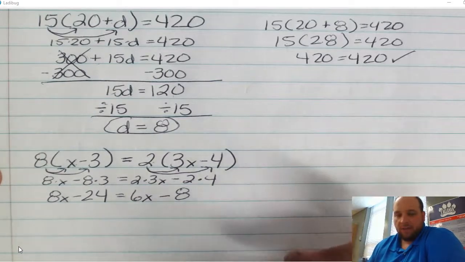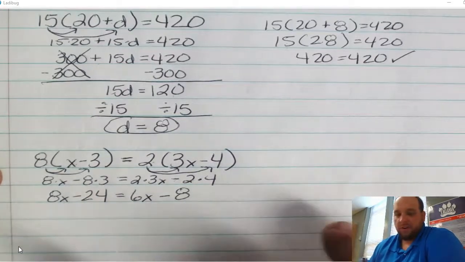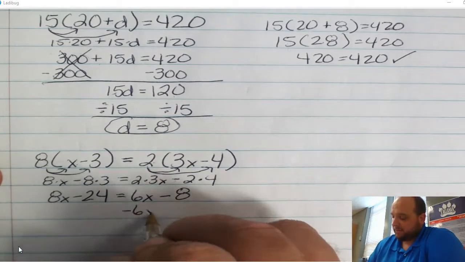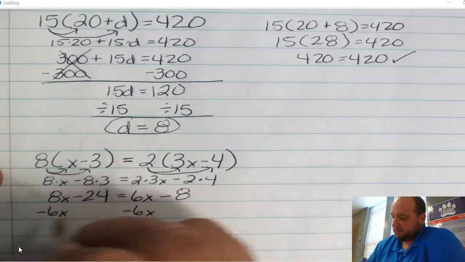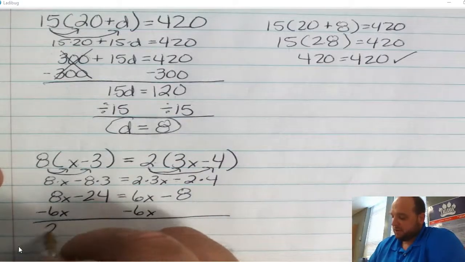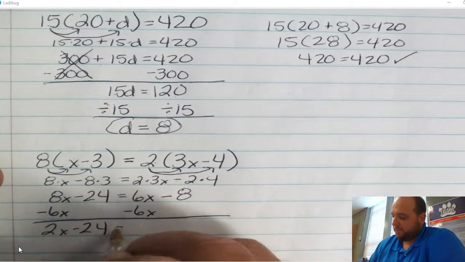I'm going to go ahead now and combine like terms since I'm done with the distributive property. So I'm going to subtract 6x. I'm going to subtract 6x because I'm trying to move all the x's to the left in this problem. This will give me 2x minus 24 equals minus 8.